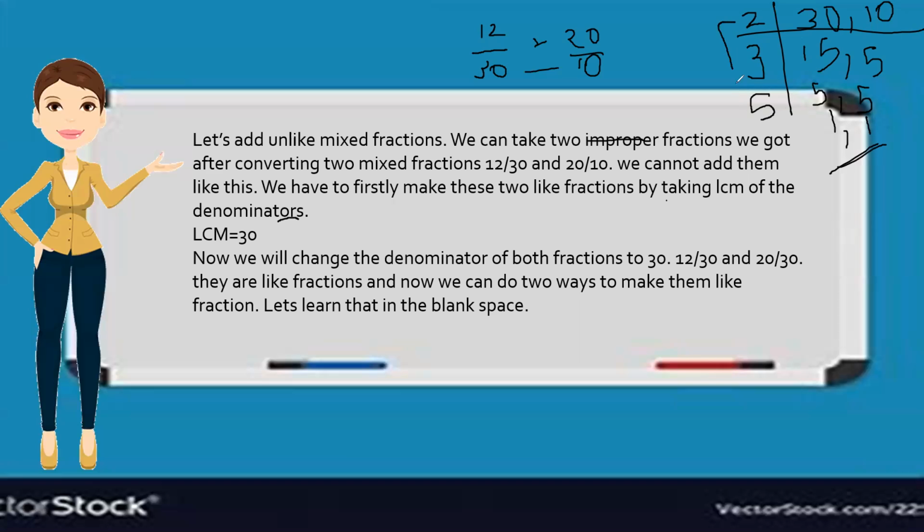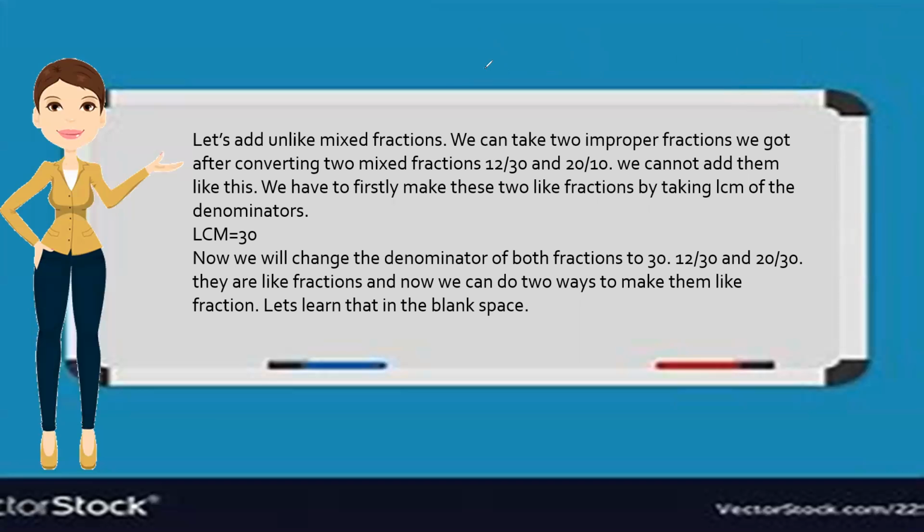And now we have to multiply these. 2 into 3, 6. 6 into 5, 30. So the LCM is 30. Okay, LCM equals 30. Now we will change the denominator of both fractions to 30, 12 by 30 and 20 by 30. They are like fractions, and now we can add them up.